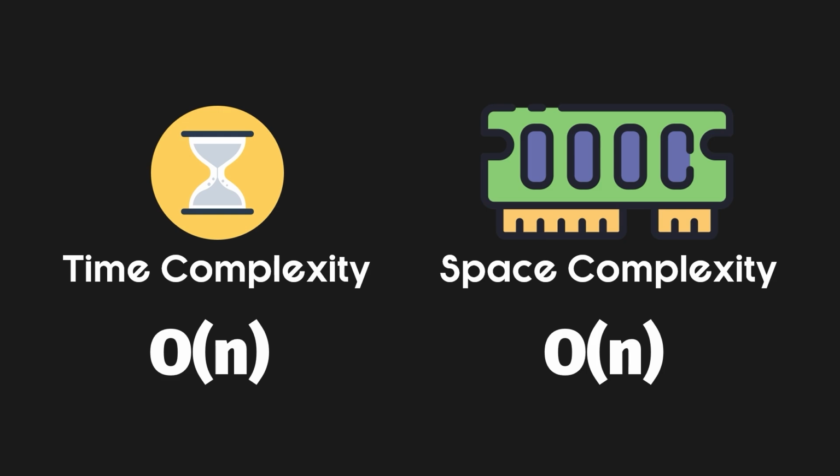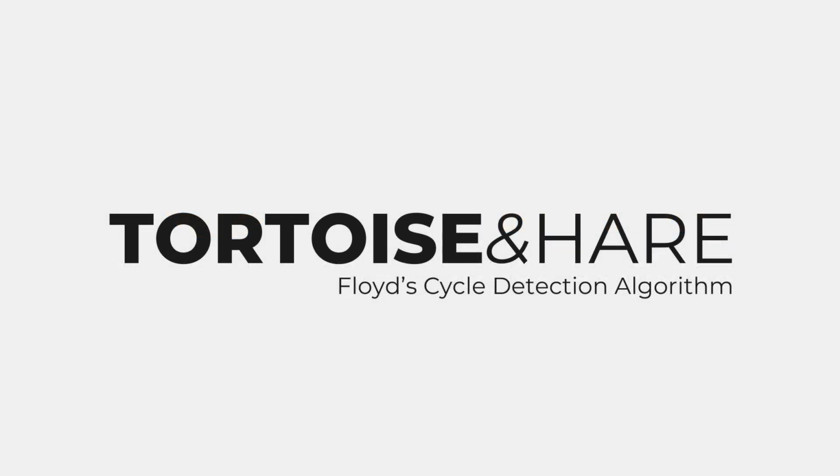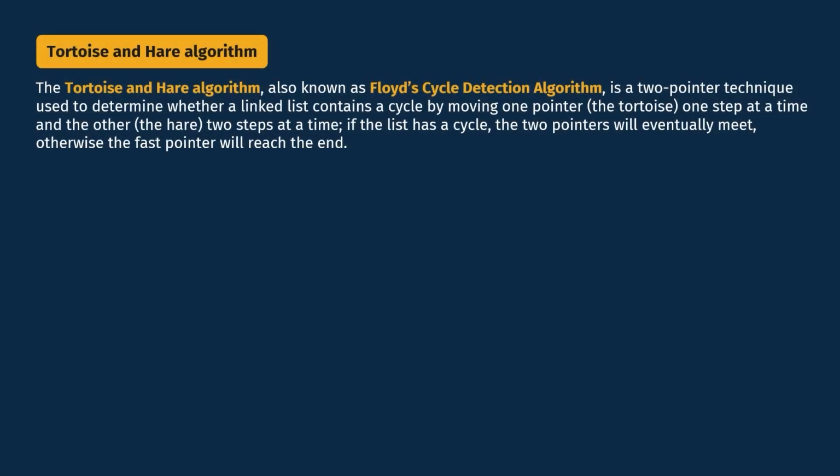So, while the hash set approach works perfectly well, there is a technique that is not only more elegant but also legendary in the world of computer science. It is called the Tortoise and Hare algorithm, also known as Floyd's cycle detection algorithm. It is a classic and elegant way to detect cycles in a linked list.